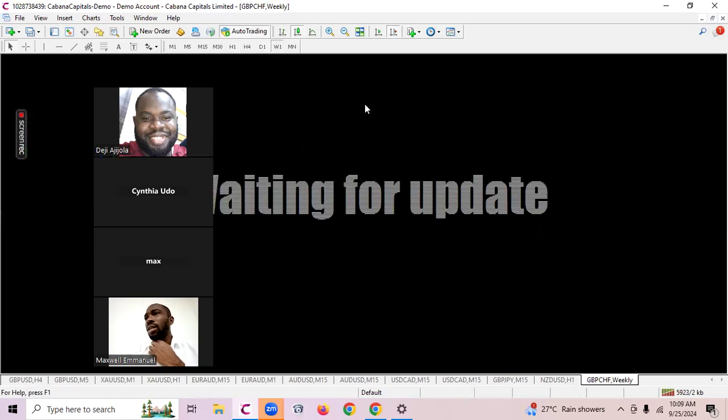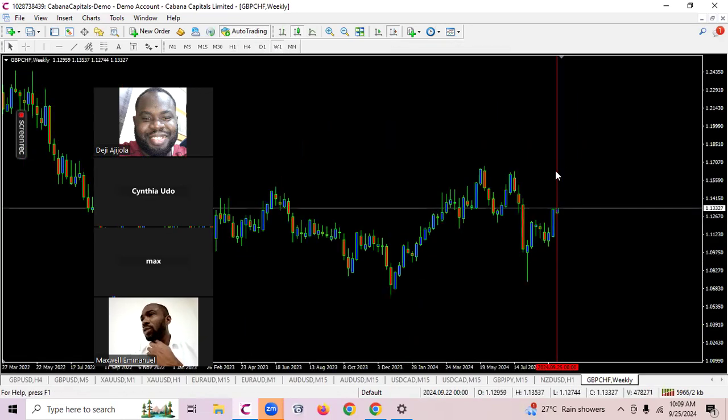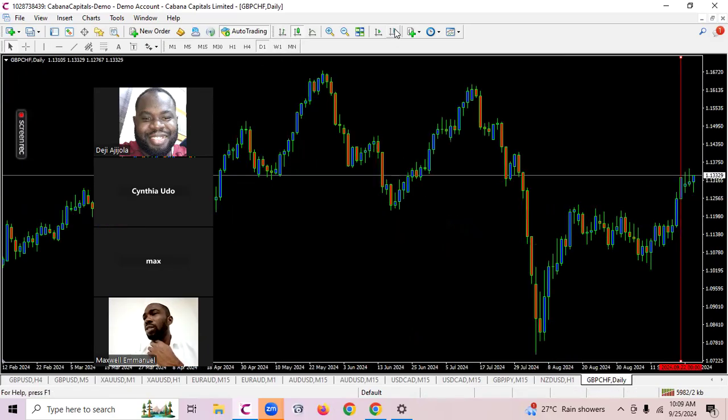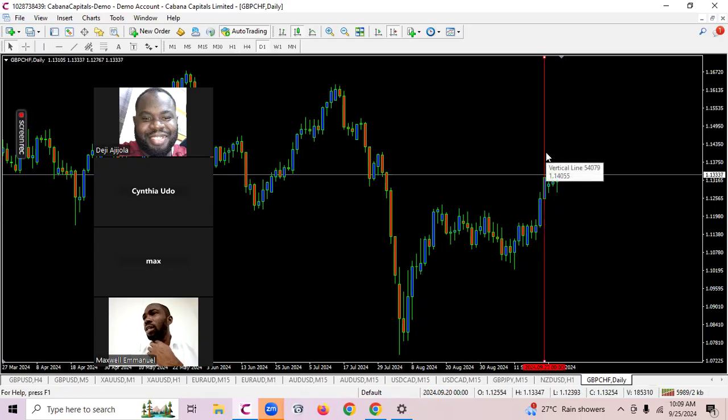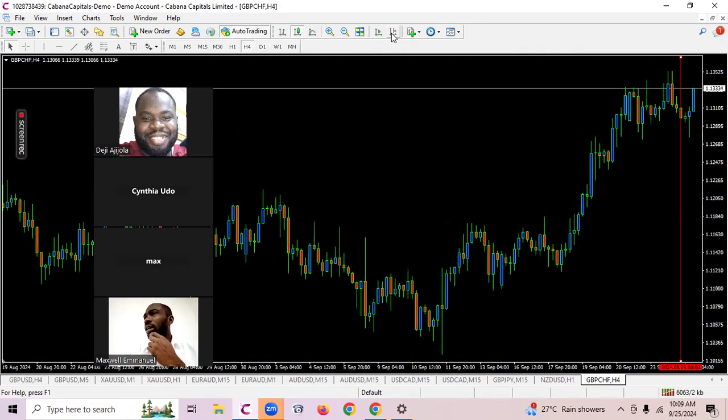Okay, let's see the weekly time frame. Last week was strongly bullish. So let's go down to the daily. Yesterday closed as a shooting star. Now, after the close of yesterday candle, we're able to identify a bearish reversal pattern on 4 hour. Let's go to 4 hour. How did the candle close yesterday on 4 hour?